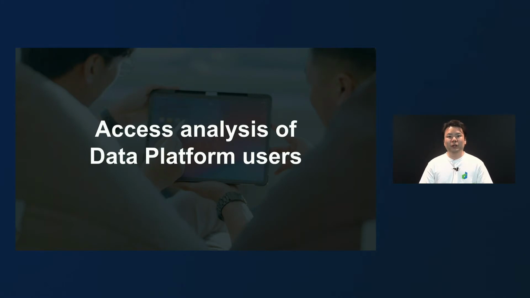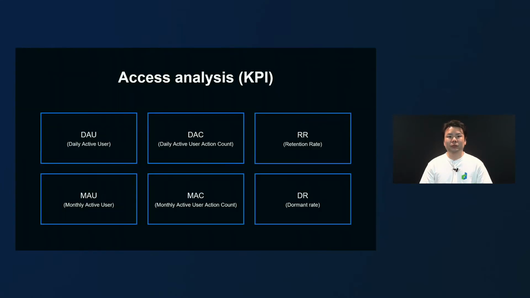Next, I will focus on Hadoop within the platform and talk about the access analysis of line global employees, our platform users. As KPIs for the access analysis, we have 6 types of index to aggregate. From the top left, let me go through them in order.